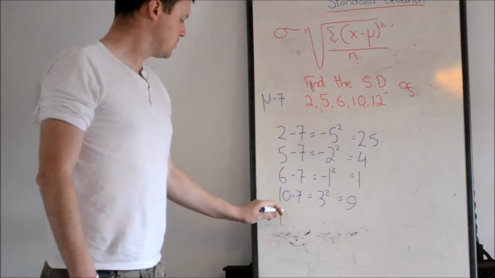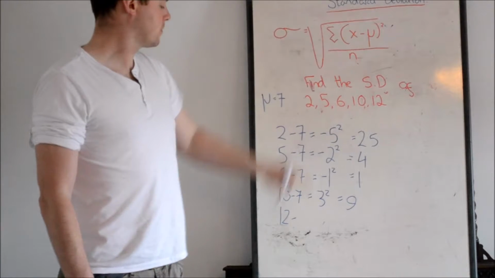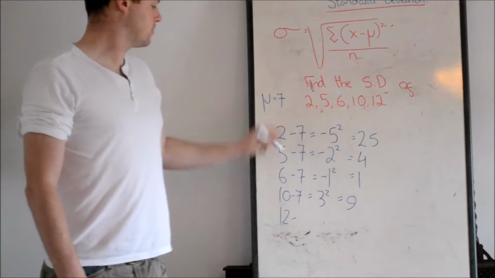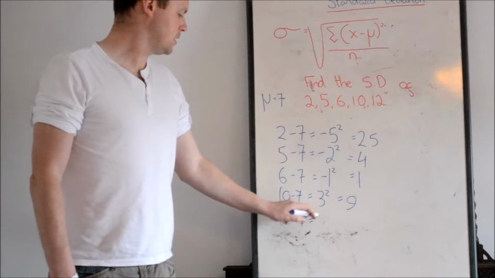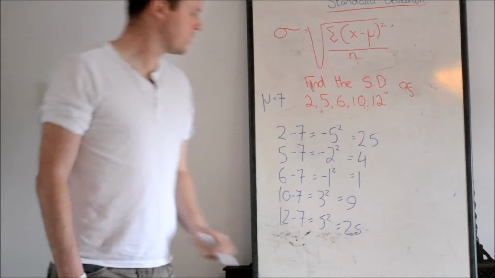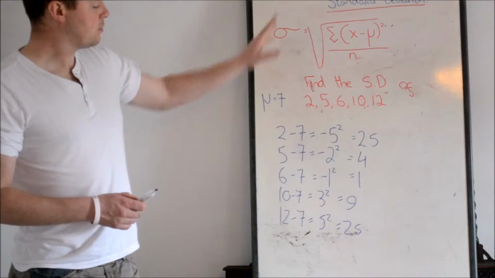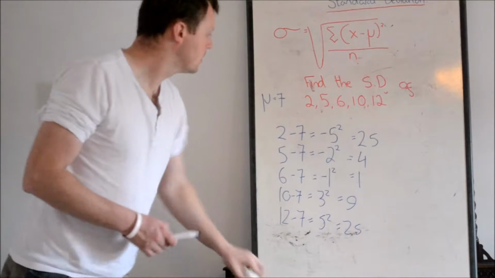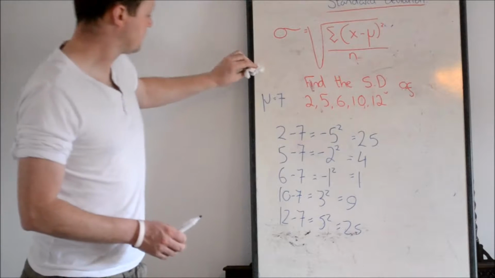And the last one, 12 is our number. Minus 7 equals 5 squared, which gives us 25. Now we slot it into our formula. So just look for a bit of space on my board.